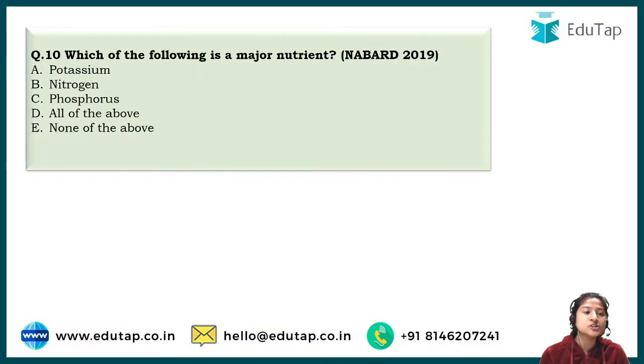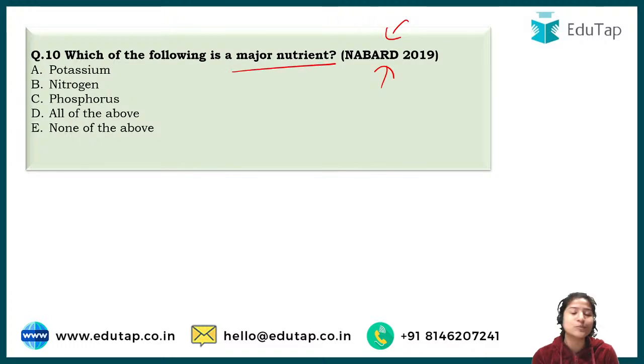Now let's move to question number 10, which is: which of the following is a major nutrient? See, the minor nutrient question, you remember, came in the AFO examination, I guess 2020, and now in NABARD also a similar type of question is asked, that is a major nutrient. And that's what I want to tell you, that both NABARD and AFO have the same syllabus and mostly the same type of questions. What is the difference? We will understand in these only. In AFO the things are more specific.